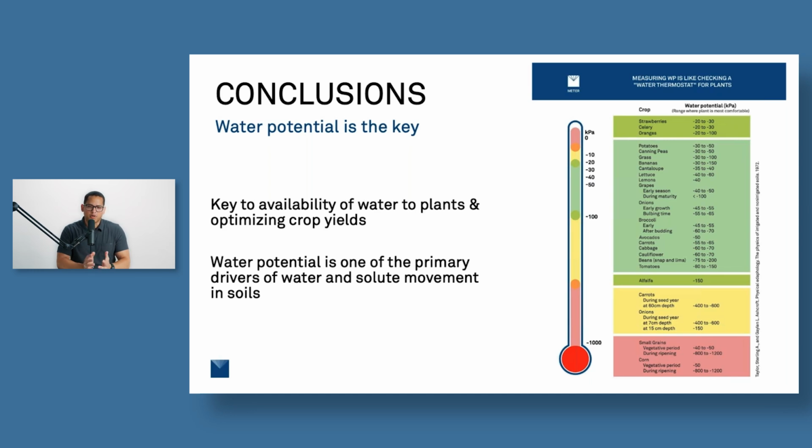And water potential is one of the primary drivers of water and solute movement in soils. And so it can really help us understand our hydrology, especially in the vadose zone, understanding how things are moving, why water is moving, and the potential for solute movement in the soil as well. So with that, we'll go to see if there's any questions.